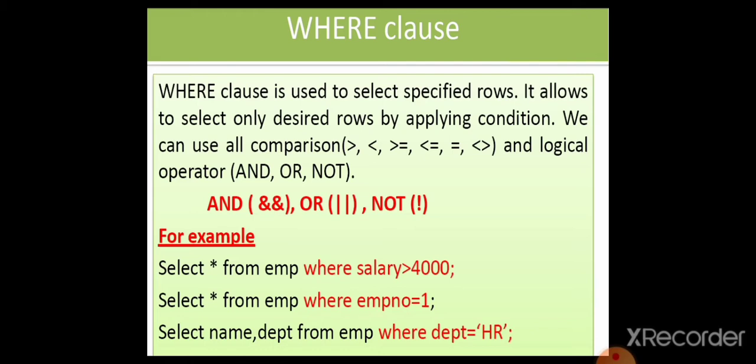It allows us to select only desired rows by applying conditions. We can use all the comparison operators like less than, greater than, not equal to and equal to. As we studied in Python, less than and greater than are very similar, but for less than or equal to, we need to give <=, greater than or equal to >=, and for equals, only a single equals is needed. Then two angle brackets <> are used for not equal.